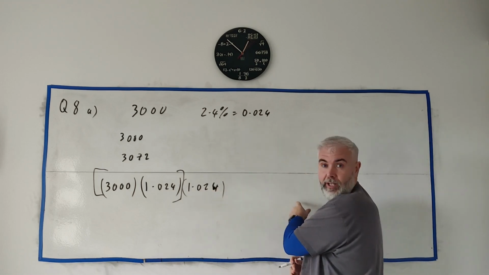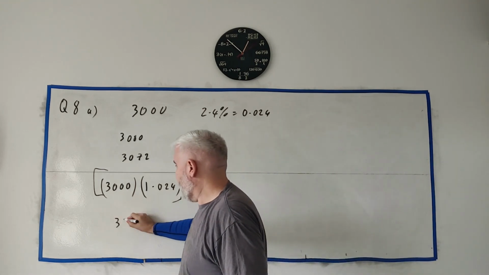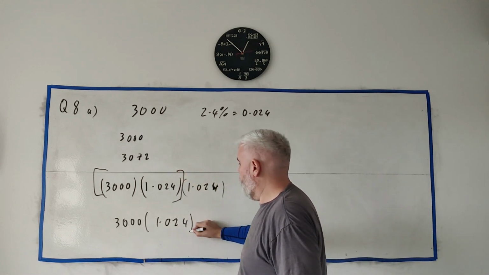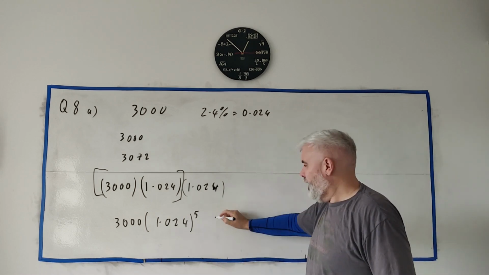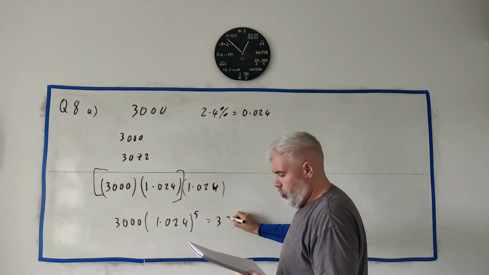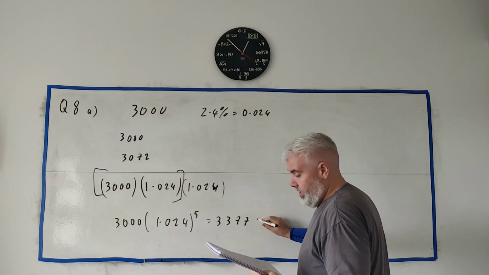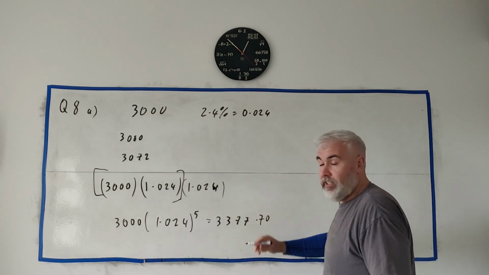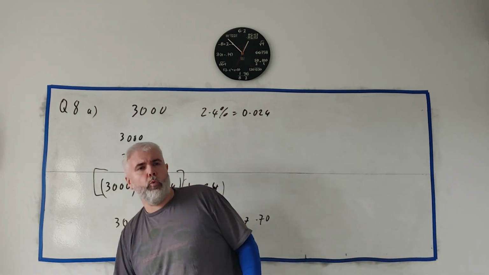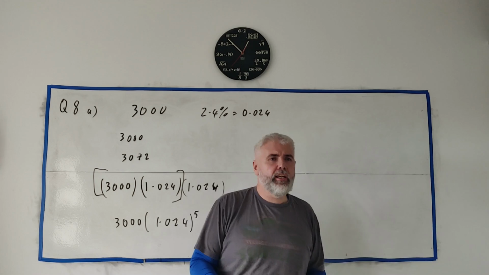This number just gets multiplied on 5 times. And really what that looks like is 3,000 multiplied by 1.024 to the power of 5. We put all that into a calculator and it would tell us the actual answer of €3,377.70. For the next part, part B, part 1, it's an English question really.